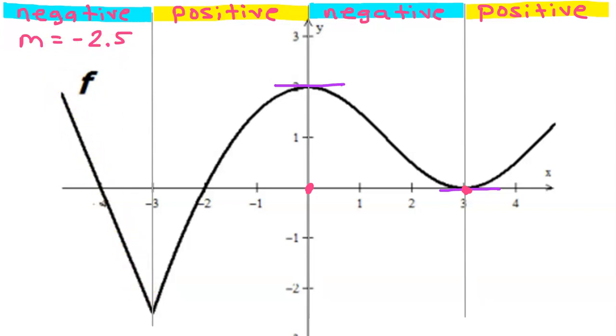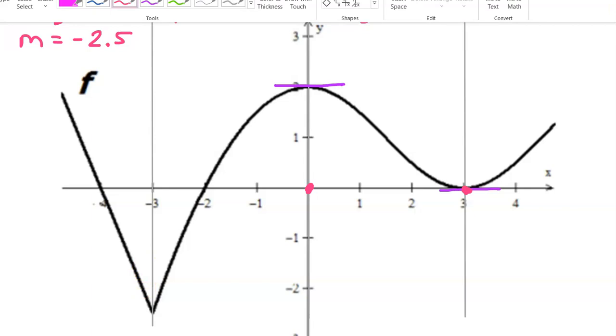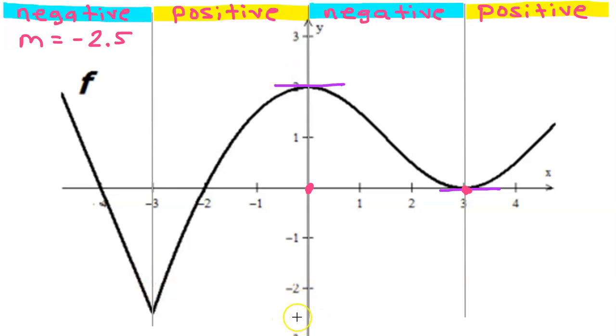So for that reason, we should draw a horizontal line at negative 2.5 to represent f prime. So something about like this would be a good representation of f prime in this interval. f prime is the slope. The slope is negative 2.5 the entire way inside this interval.